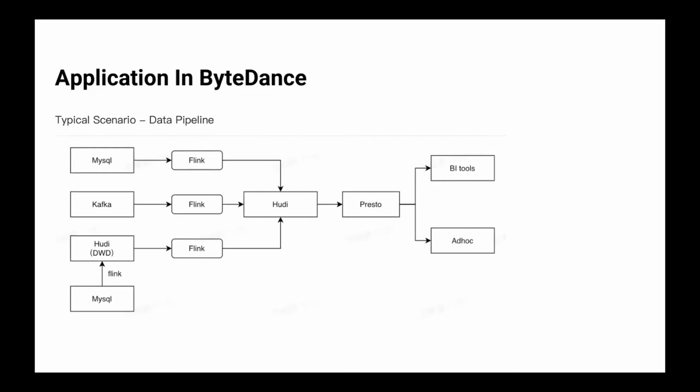Here is a typical scenario of our use in Bytedance. This is the data pipeline picture. As we can see, users use Hudi to ingest their upstream MySQL or Kafka data to HDFS, and then use Presto to query Hudi tables to generate a real-time report.